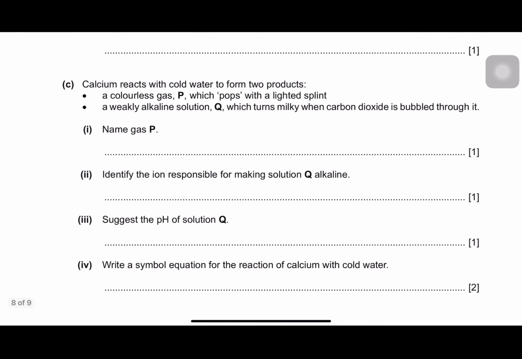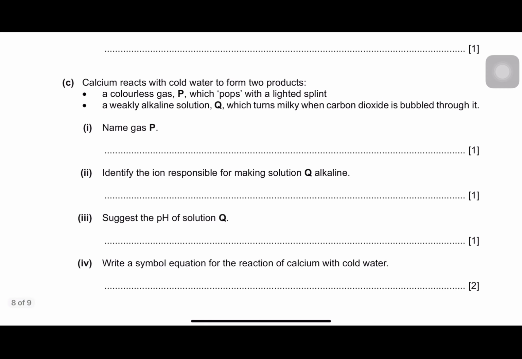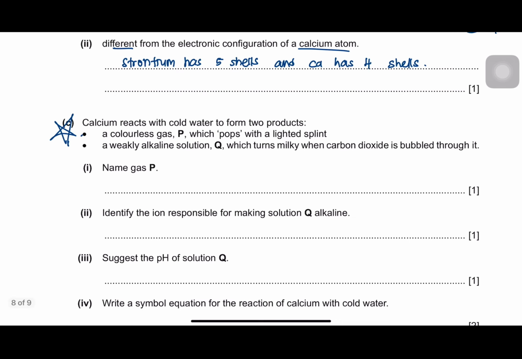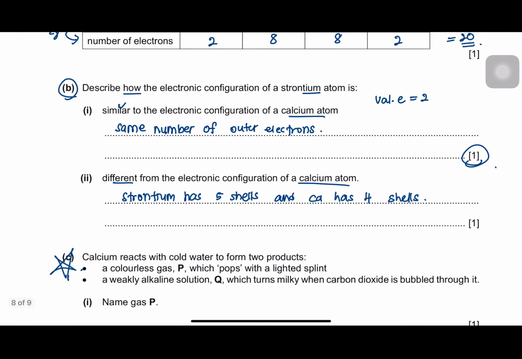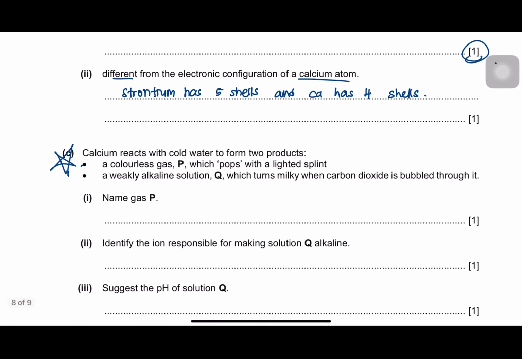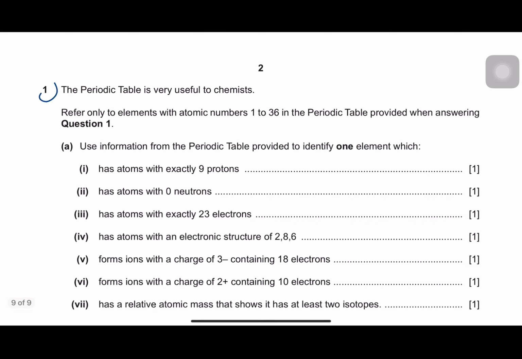Question C. Calcium reacts with cold water to form two products, a colorless gas P which pops with a lighted splint. So this question is not exactly related to this chapter, and you will come across this question with me in the next chapter discussions. This is a question from October-November 2019. Question 1. The periodic table is very useful to chemists.